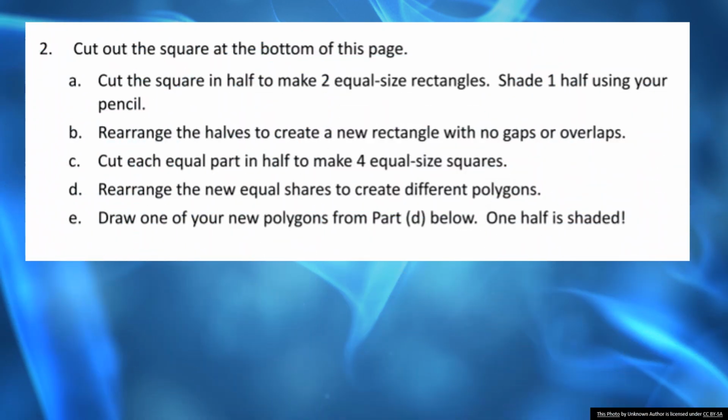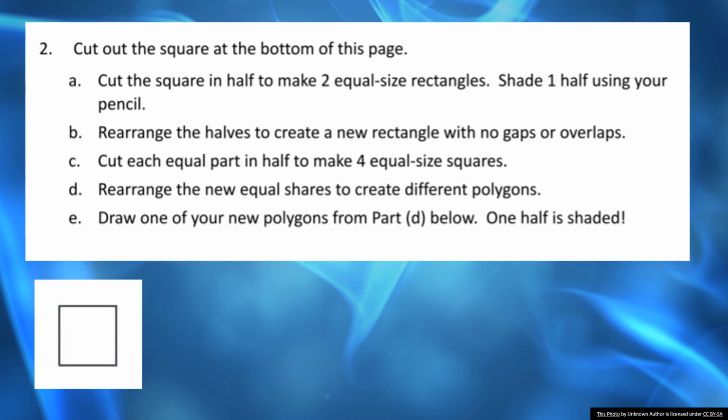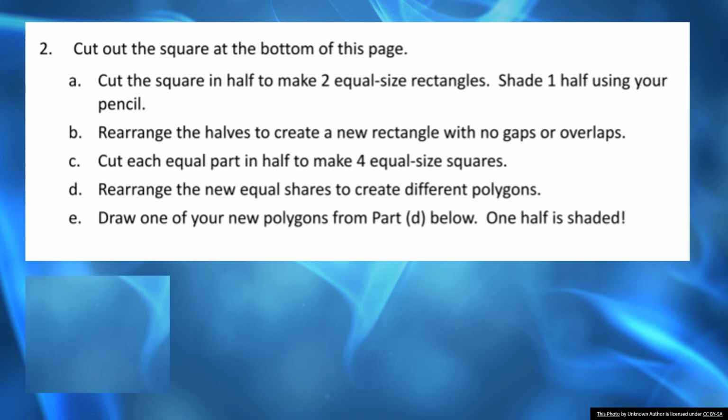Now let's take a look at number 2. For number 2, you're going to have to cut out the square at the bottom of this page. It's a little square at the bottom of the page in the lower right-hand corner. So first it asks you to cut the square in half to make 2 equal size rectangles. Okay, so let's cut it in half.